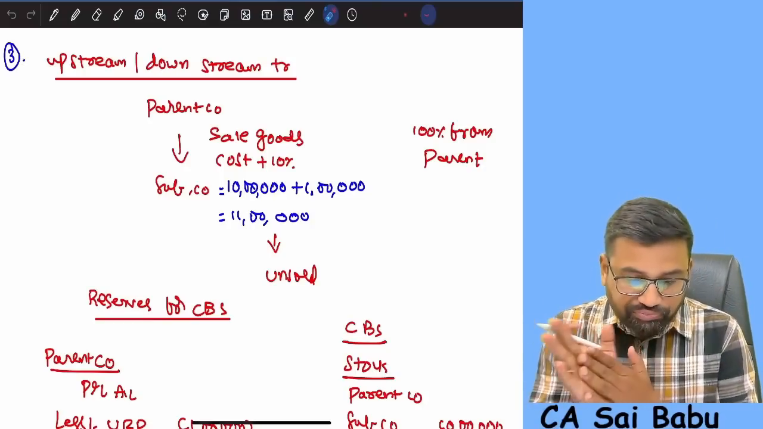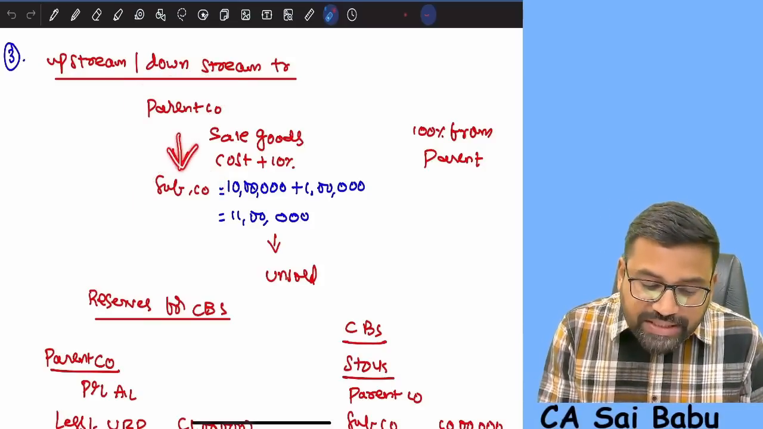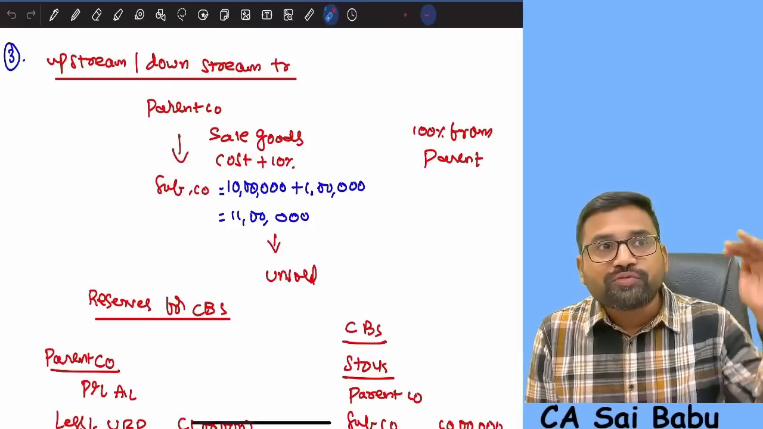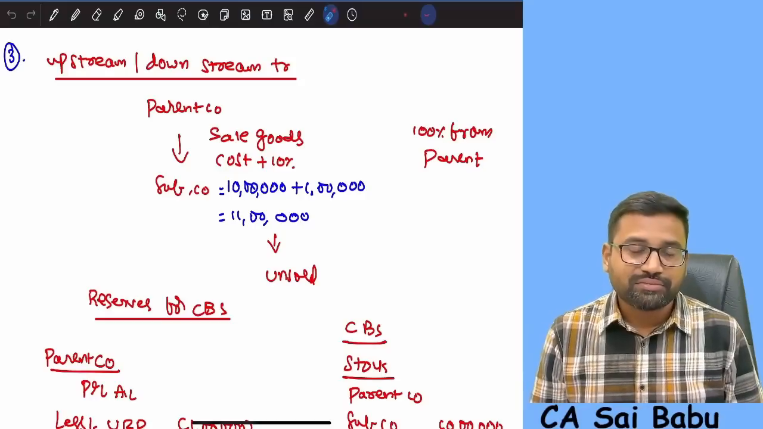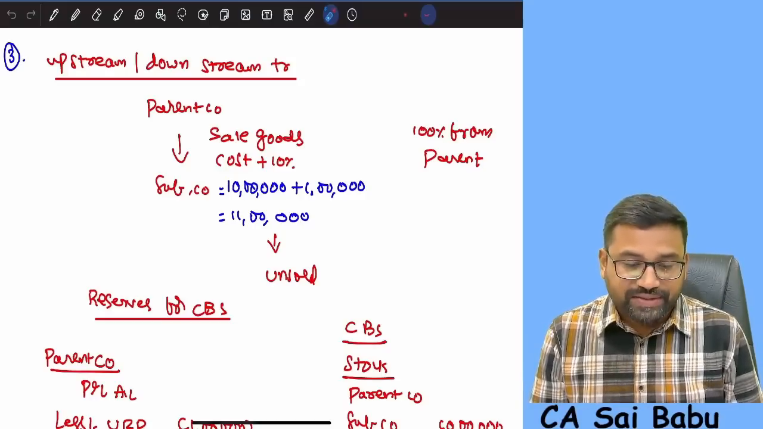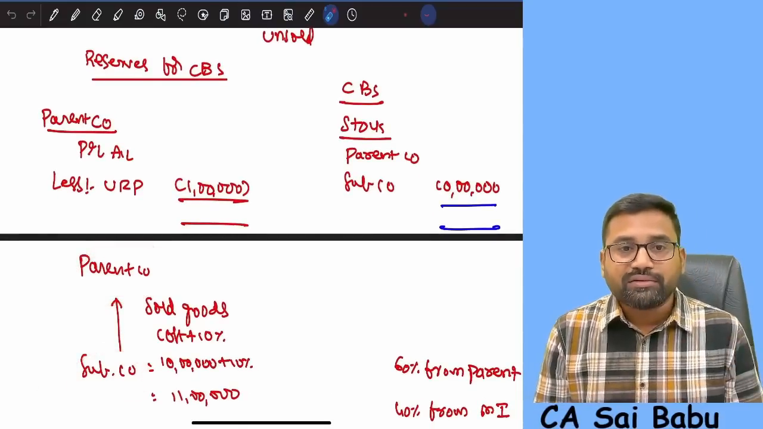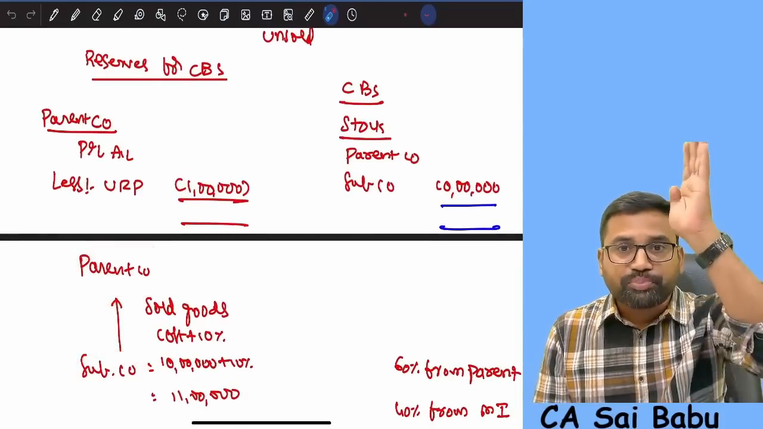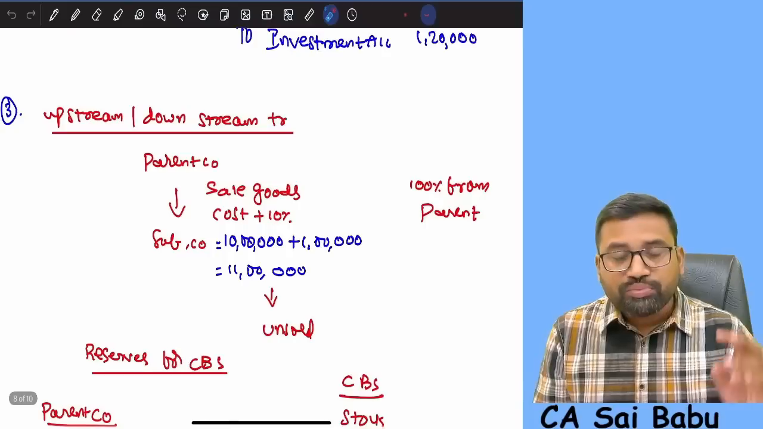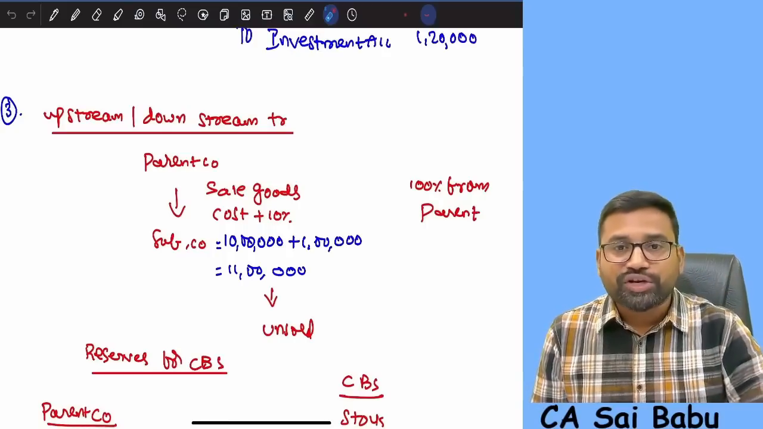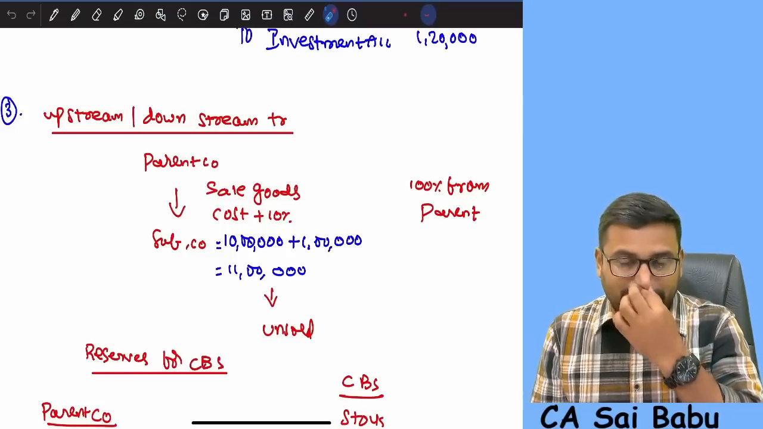Listen to me carefully. There is a parent company, there is a subsidiary company. The parent company sells goods to the subsidiary. That means goods are flowing from parent to subsidiary. So this is called what? A downstream transaction. Suppose the subsidiary sold goods to the parent company. That means goods are flowing from subsidiary to parent. So this is called an upward transaction. So when goods flow from parent to subsidiary, it's a downstream transaction. When goods move from subsidiary to parent, it's an upward transaction, an upstream transaction.